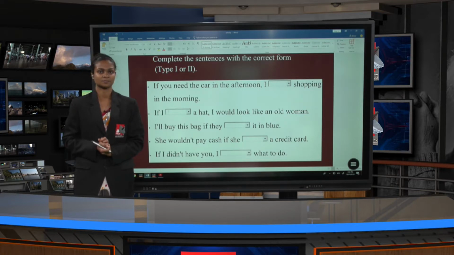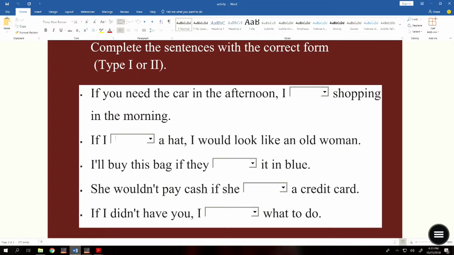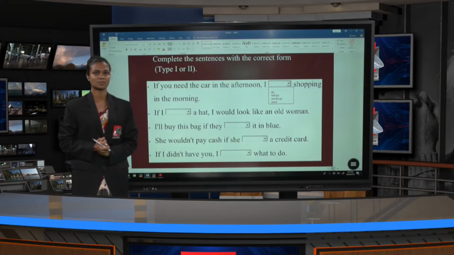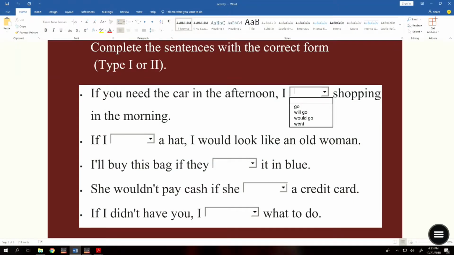Read the first one. If you need the car in the afternoon, I blank shopping in the morning. You can select the answer. What is your answer? If you need the car in the afternoon, definitely I will go. I will go shopping in the morning.